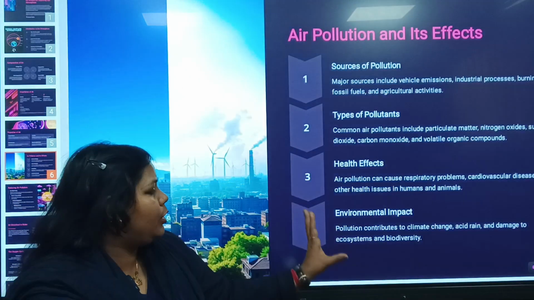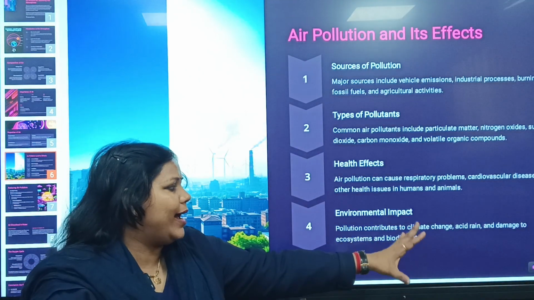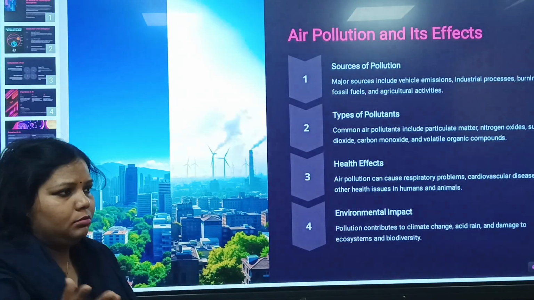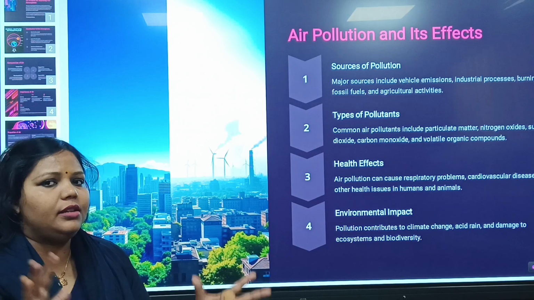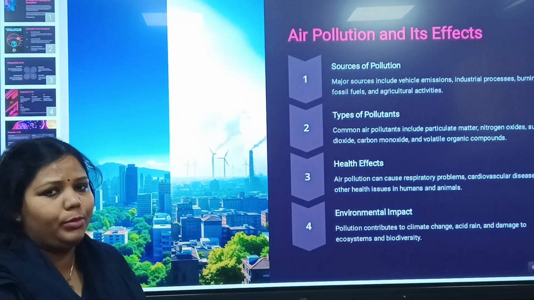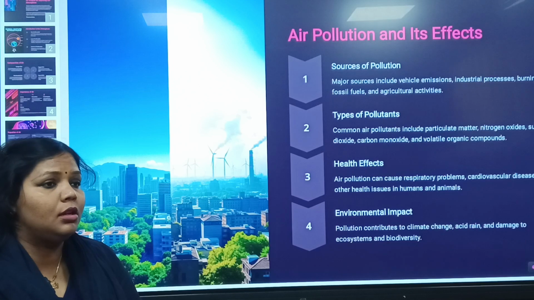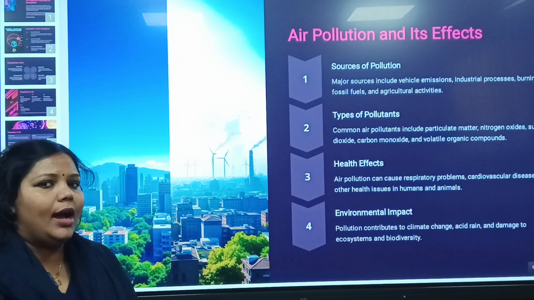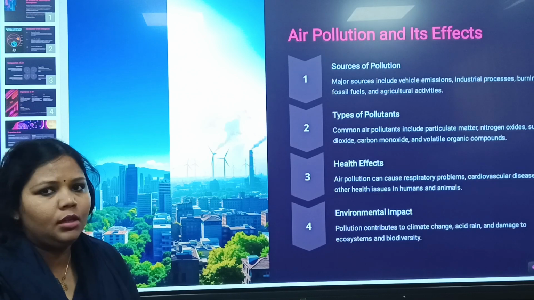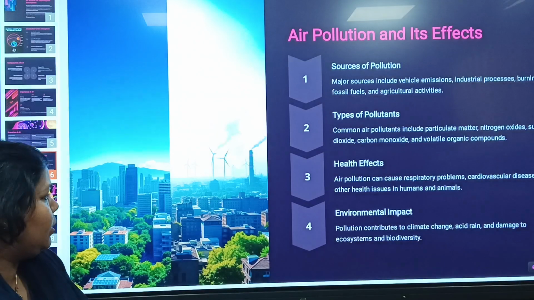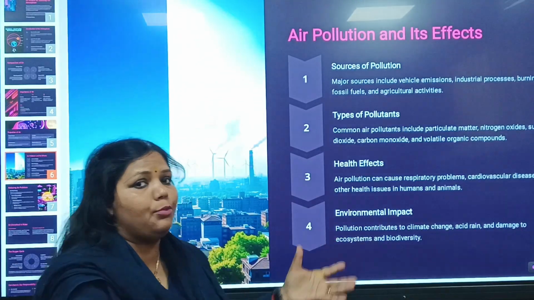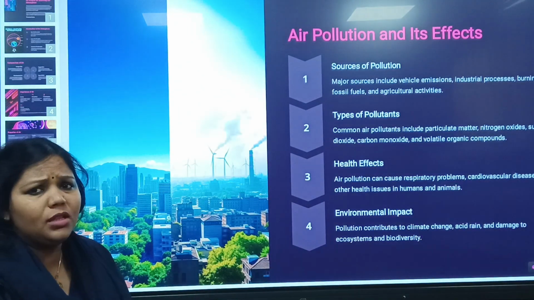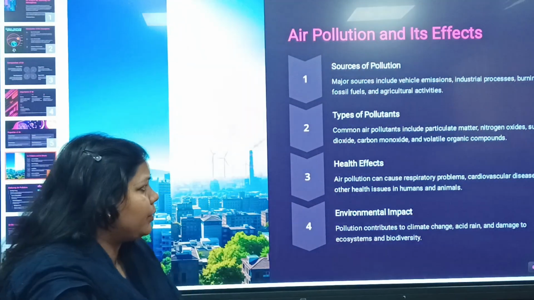The environmental impact of air pollution: pollution contributes to climate change, acid rain, and damage to ecosystems and biodiversity. As you can see, in Agra there's the Taj Mahal. That monument was getting yellowish. Why? Because sulfur dioxide gas, which is a major pollutant, comes from industry, and it was affecting the marble of the Taj Mahal. If monuments are getting faded, then humans are definitely getting all these health effects.